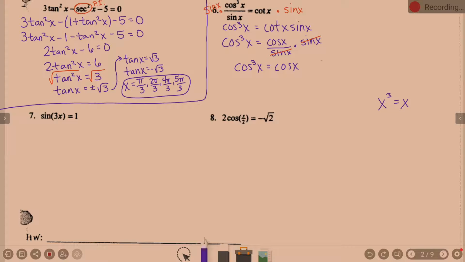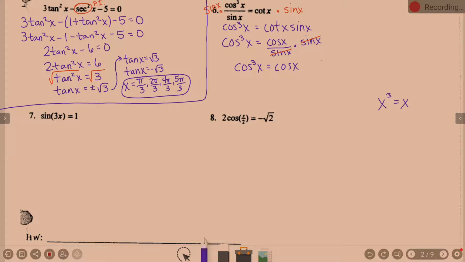Subtract cosine x, get on the same side. Okay. Get on one side. Subtract the cosine x, get it all on the same side. We're making the equation equal to 0 so that we can then factor.